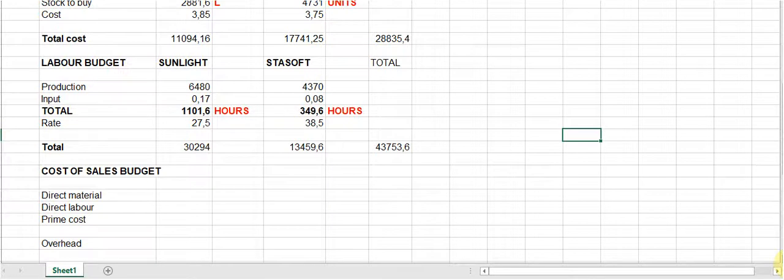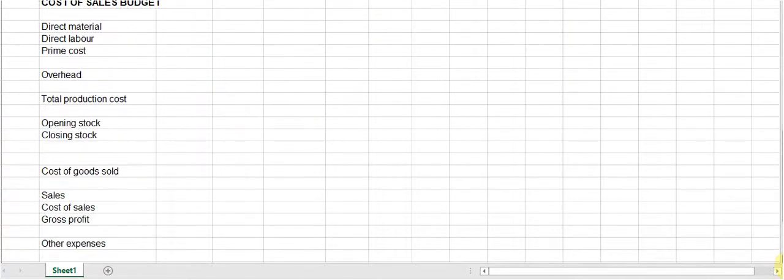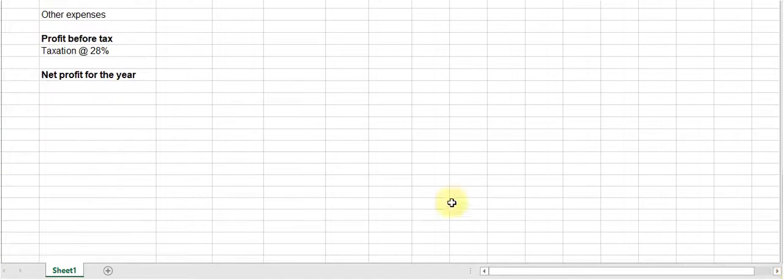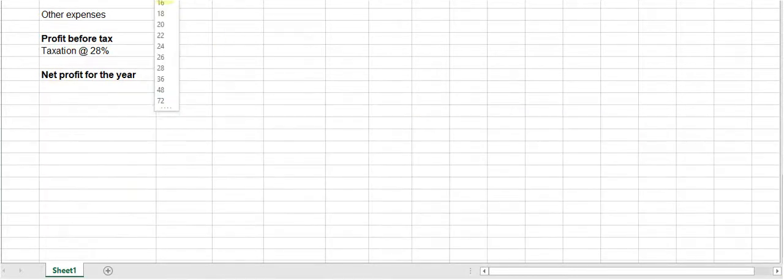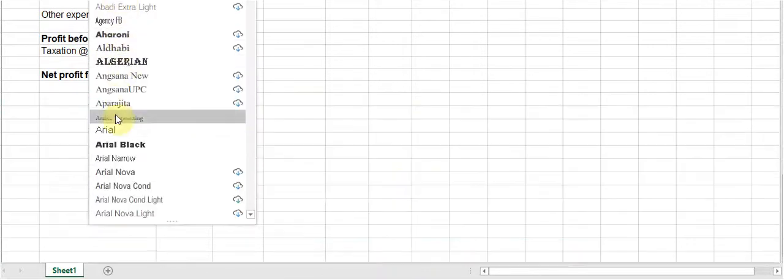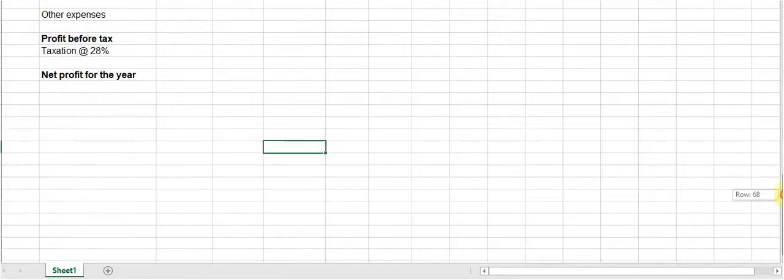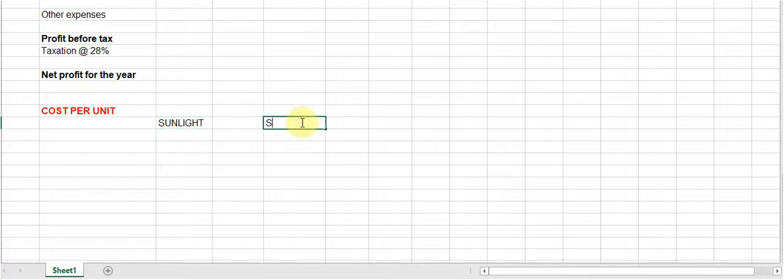And the next one we have to do is our cost of sales budget. But we first need to do a calculation before we can get to this one. So I'm just going to scroll down. I believe they have asked us to do a cost per unit calculation. Just making sure that I'm setting this to the right font. Right, so let's look at the cost per unit. And here, of course, we need to calculate it for Sunlight as well as Stasoft.